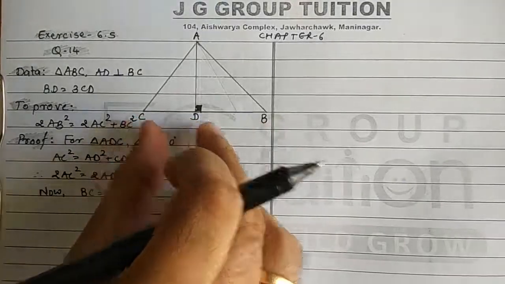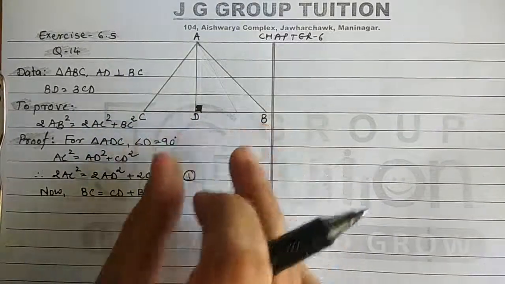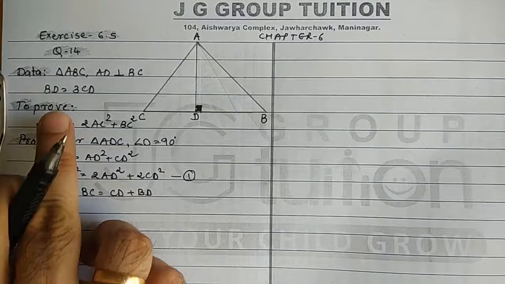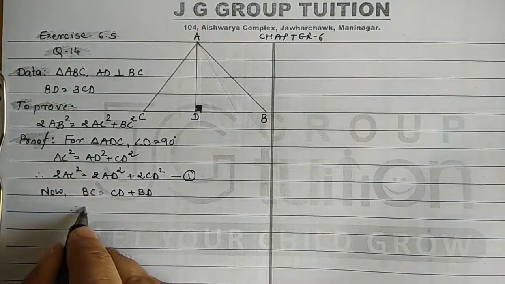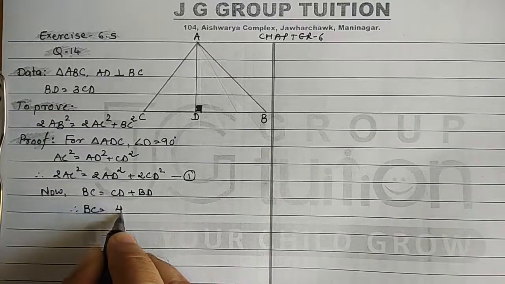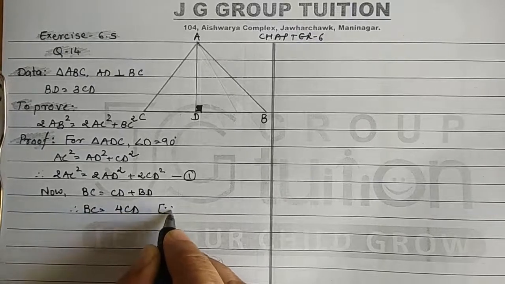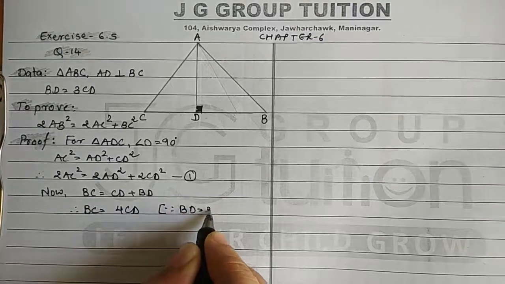BC is equal to CD plus BD, that you can see. But we have the relation of BD and CD: BD is 3 times CD. So BC can be written as 4 CD.